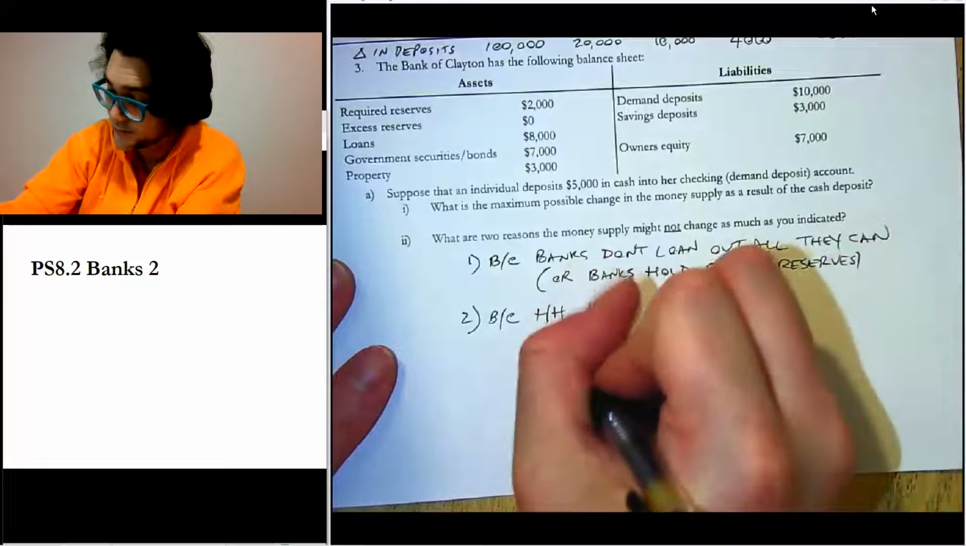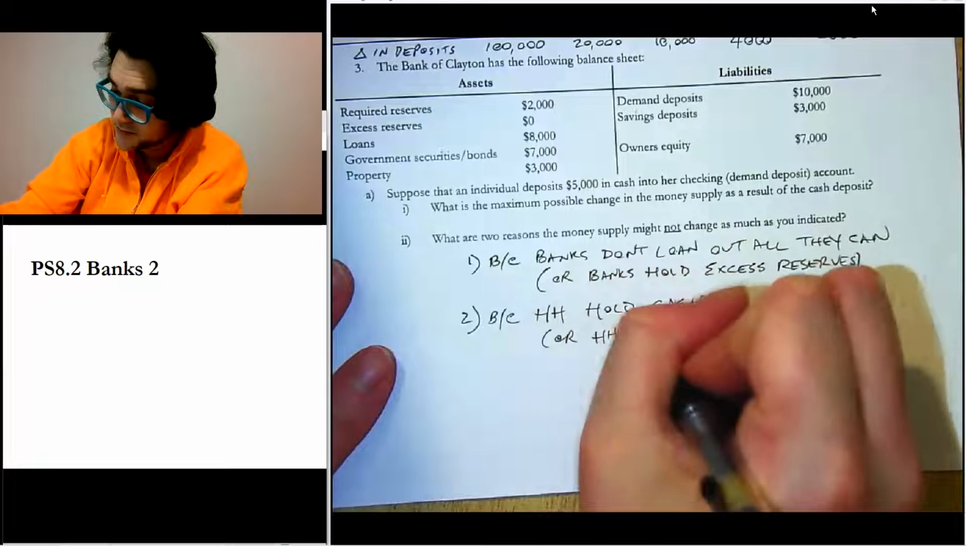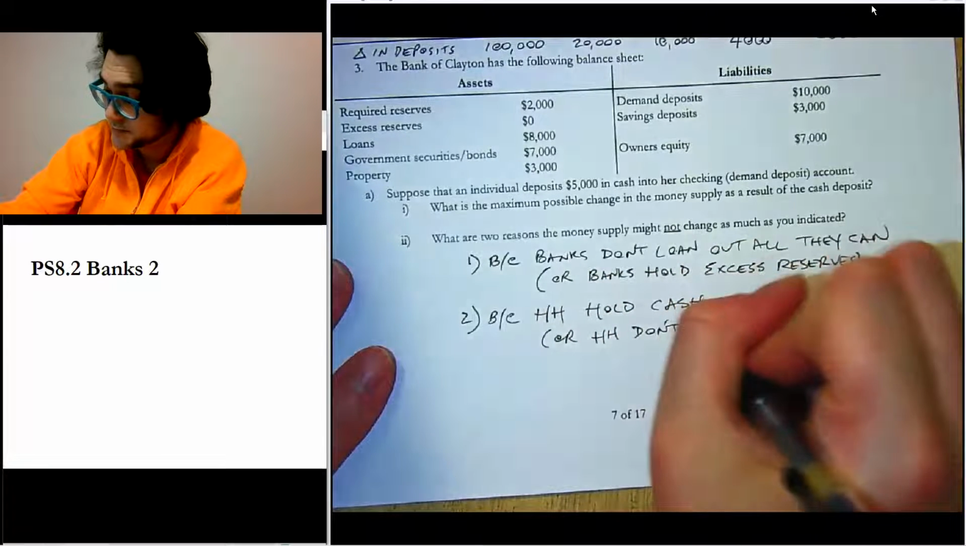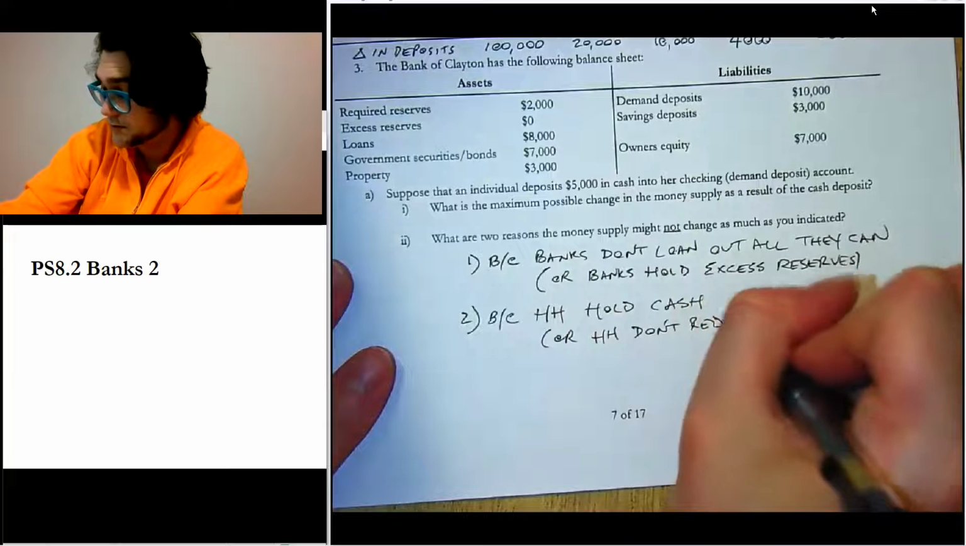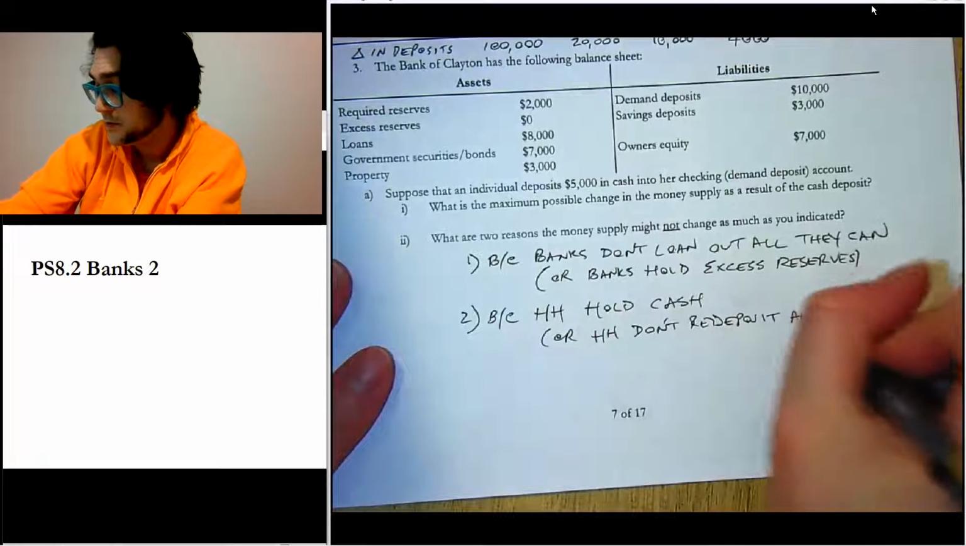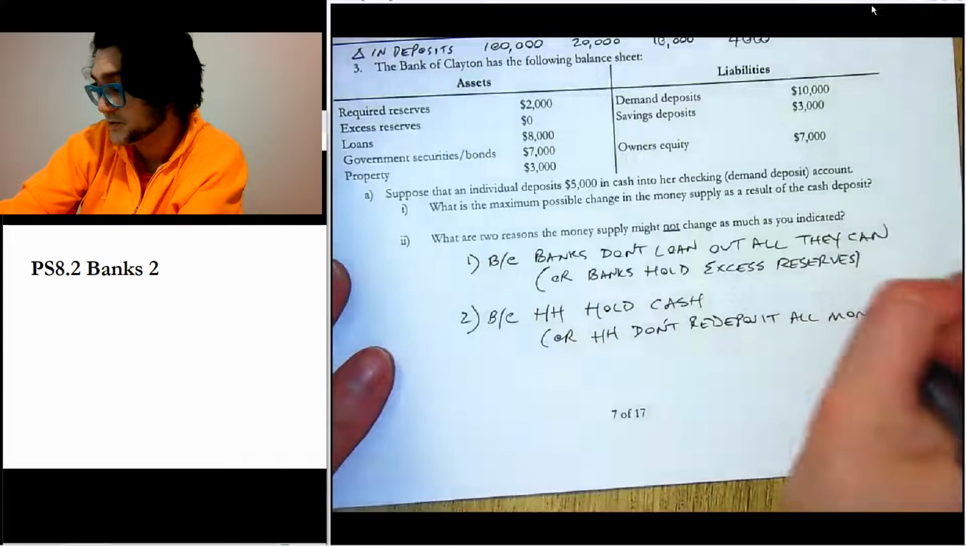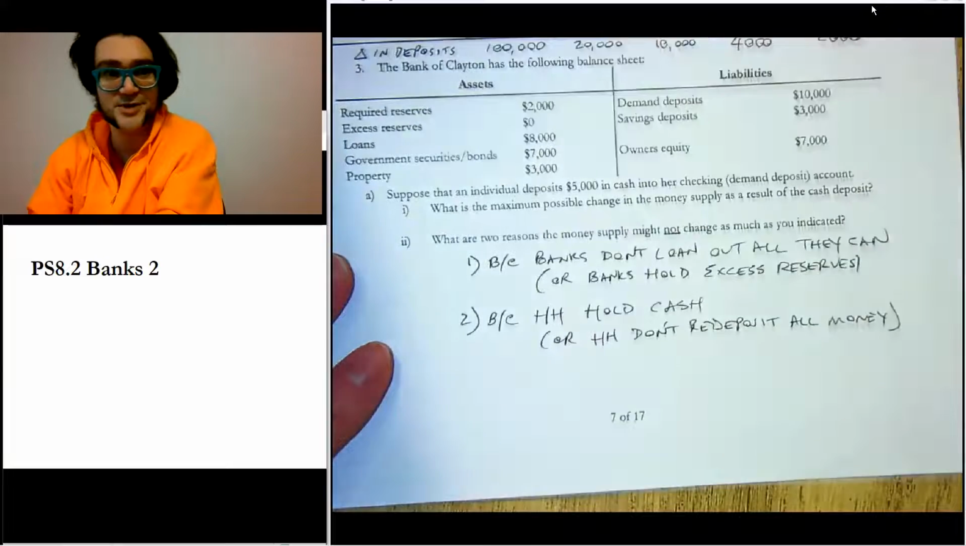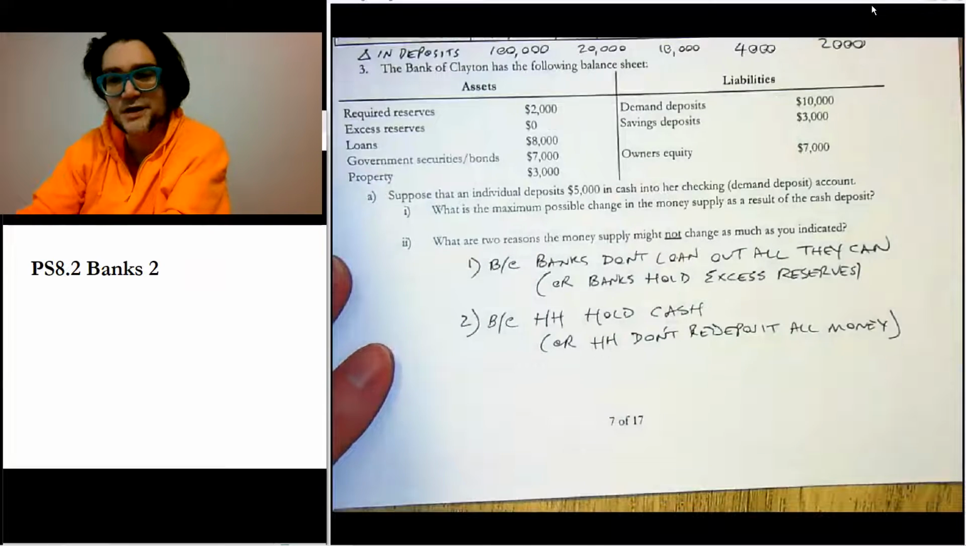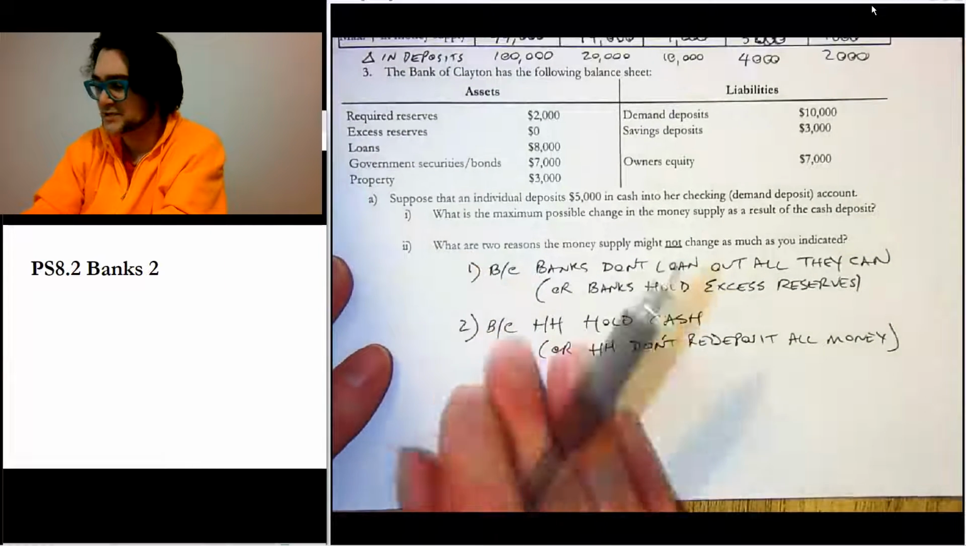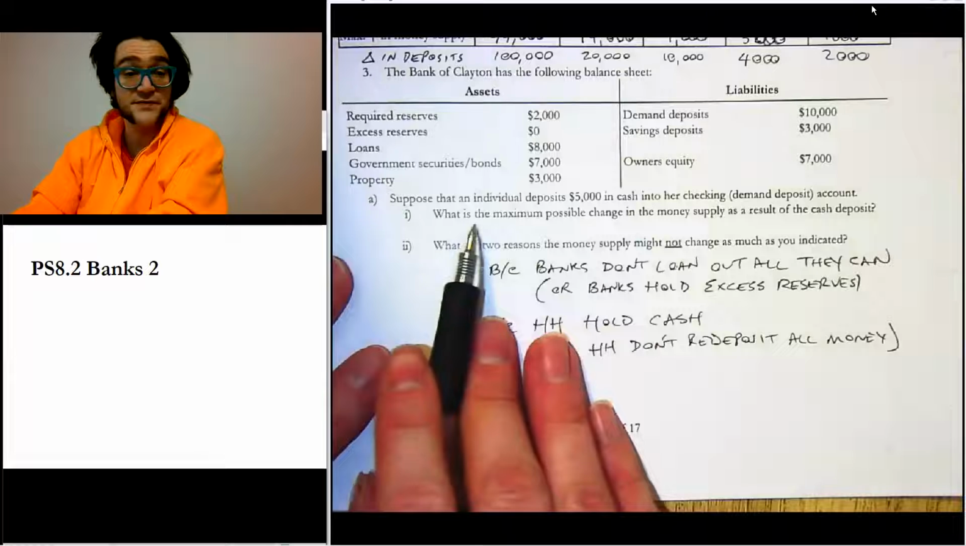And the other way you could say that, or households don't redeposit all their money. Again, if you just wrote households hold cash and households don't redeposit all their money, that's the same thing, so you only get one. So you've got to make sure you know both of those ideas. But let's actually solve this problem, shall we?